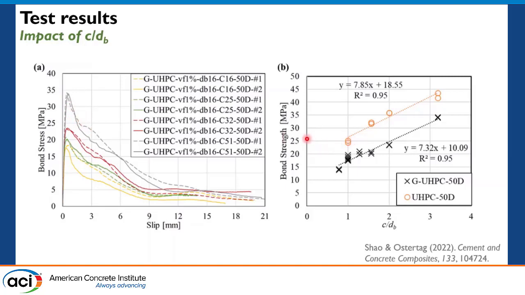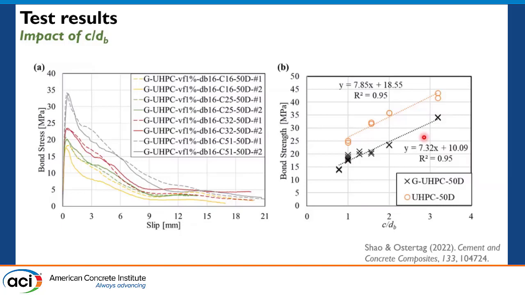And if we plot the bond strength versus the c/db ratio, we find out that for both UHPC materials, the bond strength was showing an almost linear relationship with the cover thickness to bar diameter ratio.